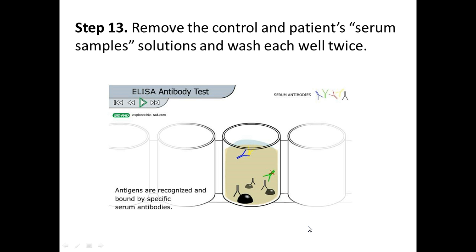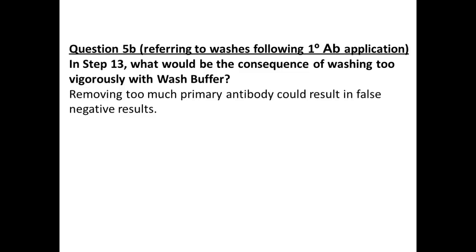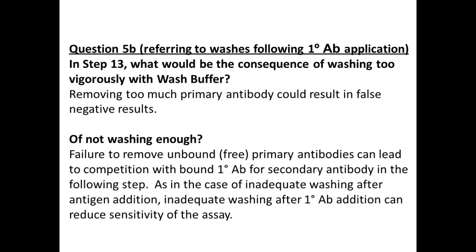So again, we're going to wash twice to remove anything that's not binding from all the samples. What would be the consequence of washing too vigorously? Again, we could wash out what's in there and end up with negative results. Get too many of our antibodies removed. We just want unbound ones removed. If you don't wash enough, again, we end up with this competition like we had before with the antigen. Now we've got primary antibodies floating around, and they could bind to our secondary antibody.